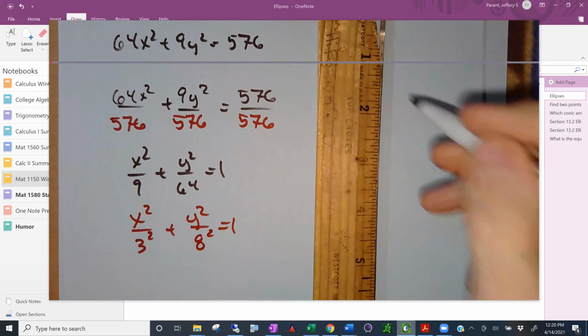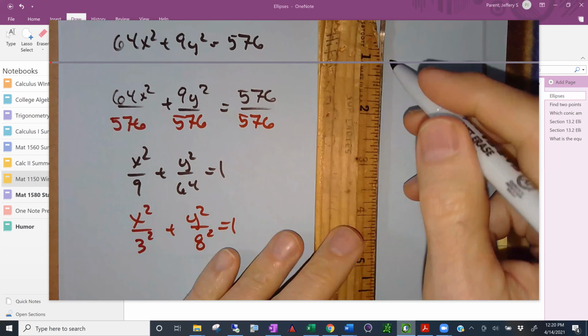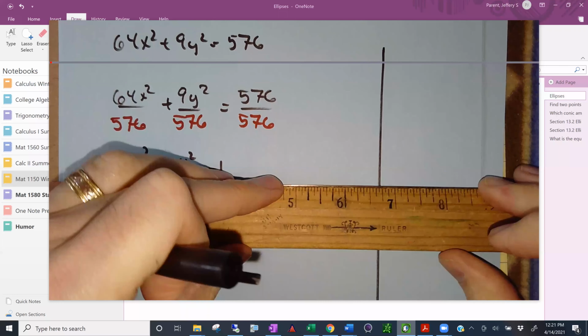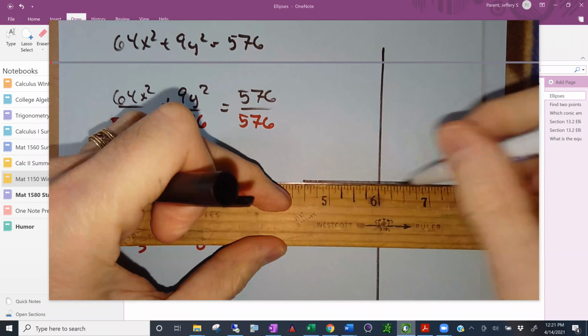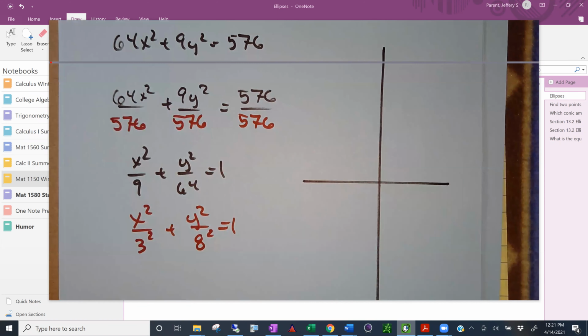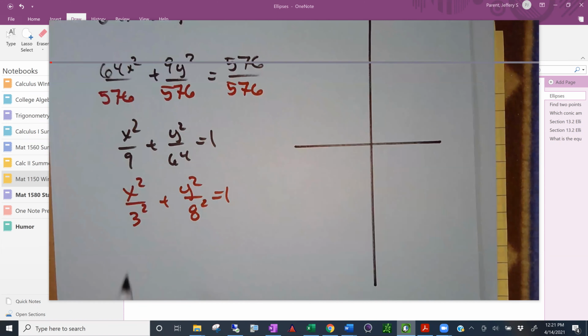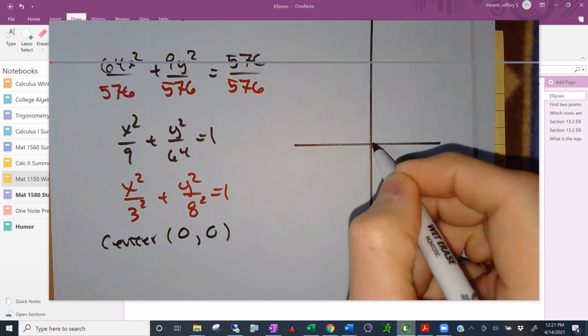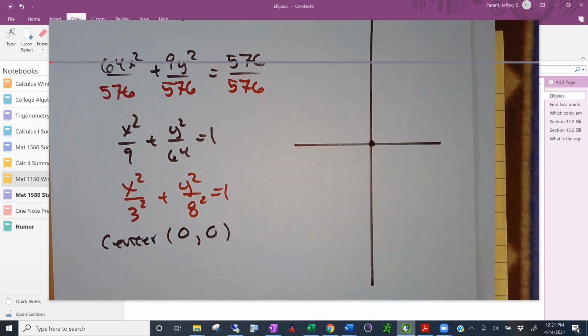So let's graph this. Let me start this way. What's the center of this ellipse? Does anyone know? Courtney, think back to our work on circles and look at these square terms. What would the center be? H and K are 0. Yeah, they're both 0. So 0, 0 is the center of this ellipse.